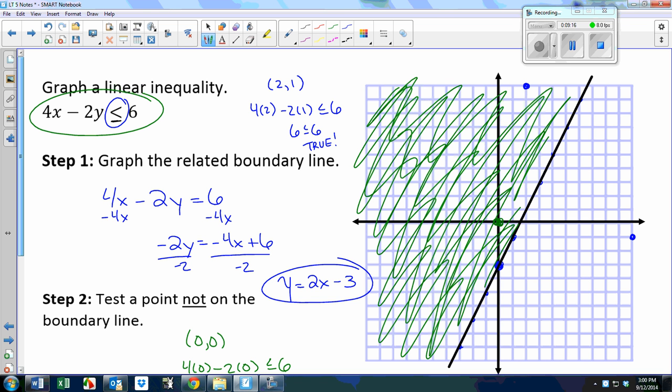Then finally I asked the question, does (3, 3) work? And it happens to be on the line. This time it's a solid line. So yes, but even without plugging it in, we can tell that the point (3, 3) would work.